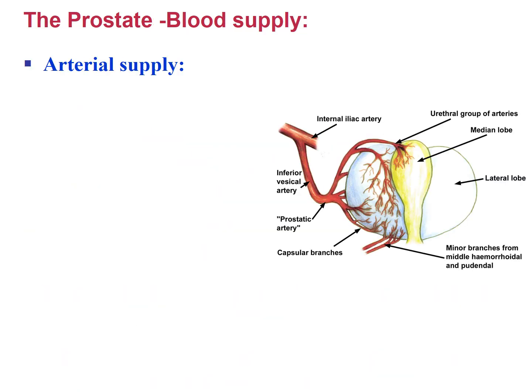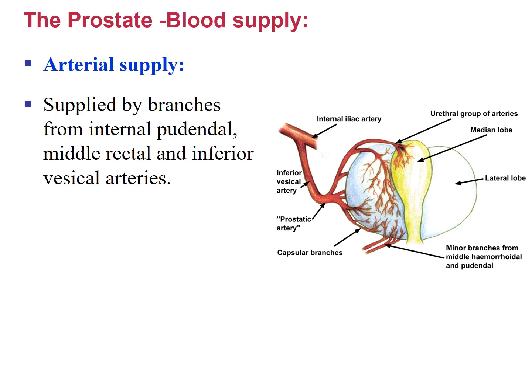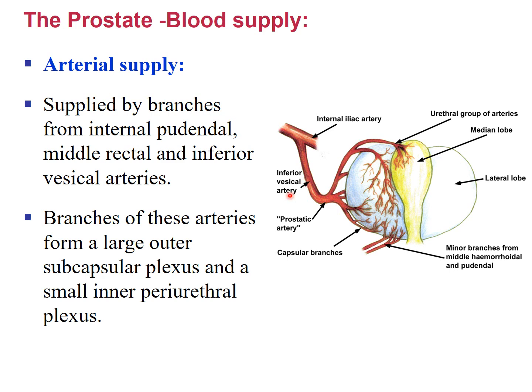Okay. The arterial supply of the prostate. The prostate receives blood supply by the branches of the internal pudendal arteries, inferior vesical arteries, and the middle rectal arteries. These branches form a larger outer subcapsular plexus and an inner periurethral plexus.